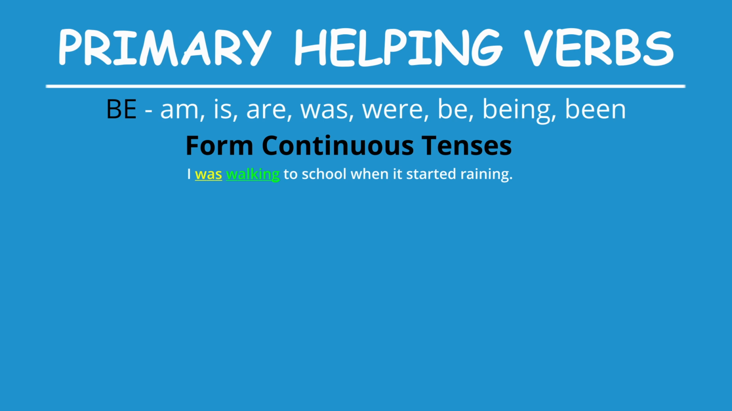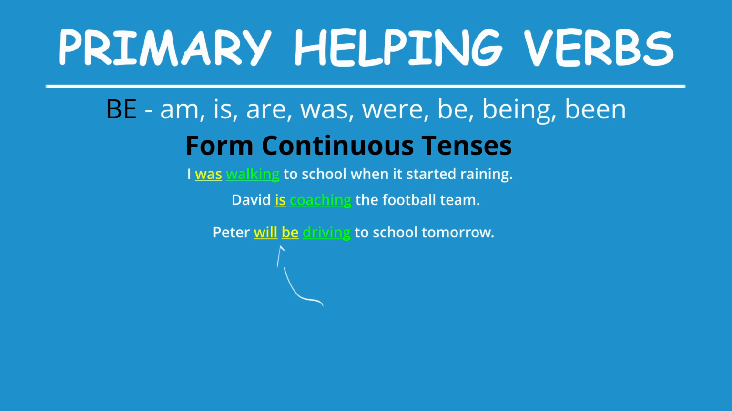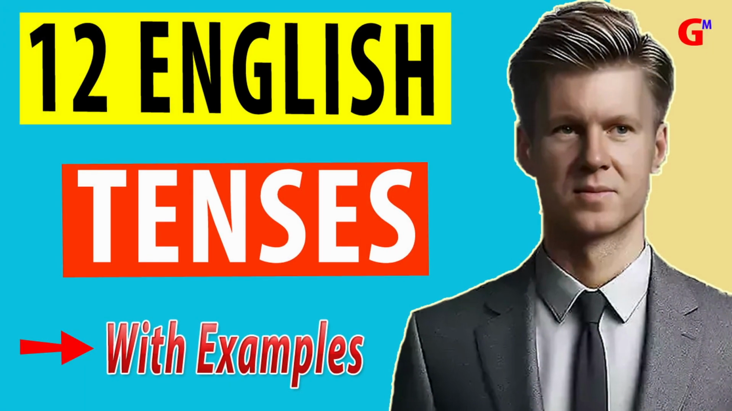Let's look at another example. David is coaching the football team. Notice the helping verb is helping the main verb coaching in order to convey present continuous tense. Here is another example. Peter will be driving to school tomorrow. Notice the helping verbs will be are used with the main verb driving in order to convey future continuous tense. You can check out this video to learn more about past, present, and future continuous verb tenses in English.